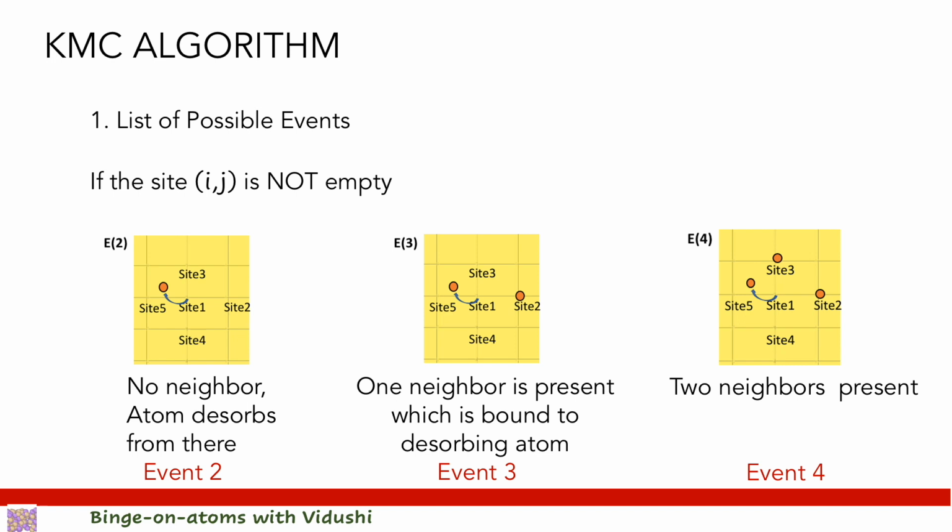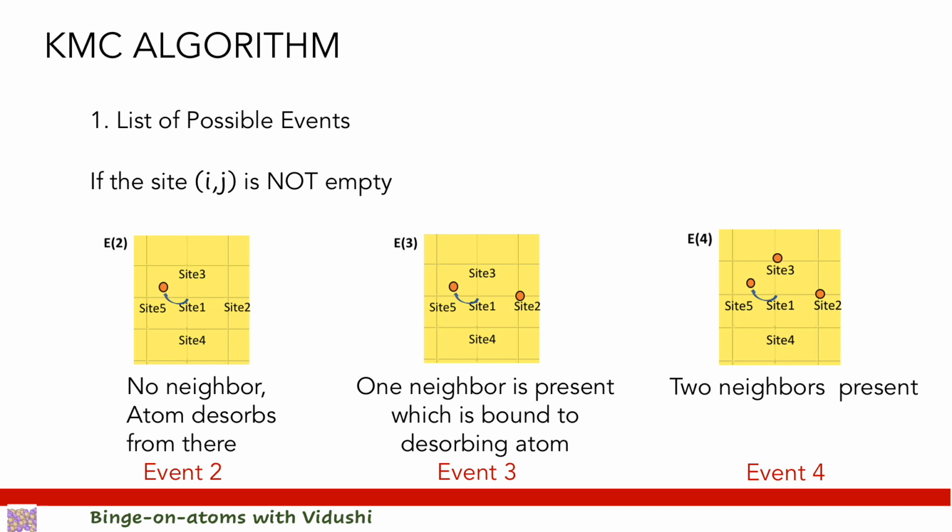In our schematic for event 3, this atom is present at site 2. This one neighbor is expected to interact with our desorbing atom. As such, its influence on the desorption rate needs to be taken into account.